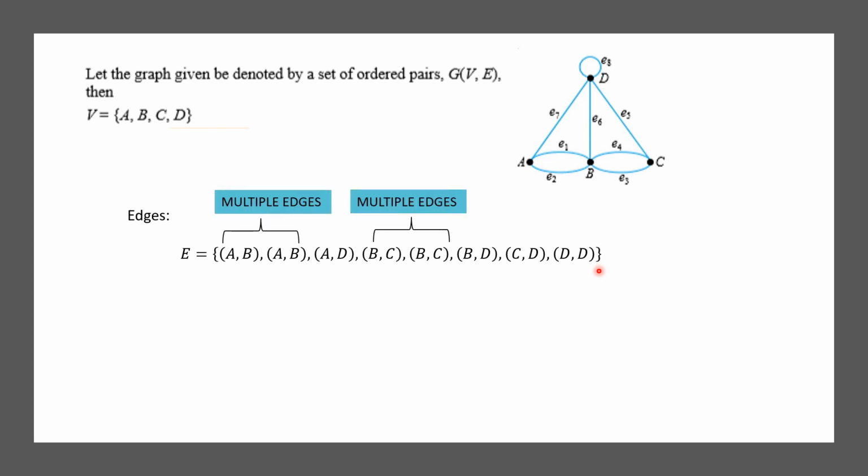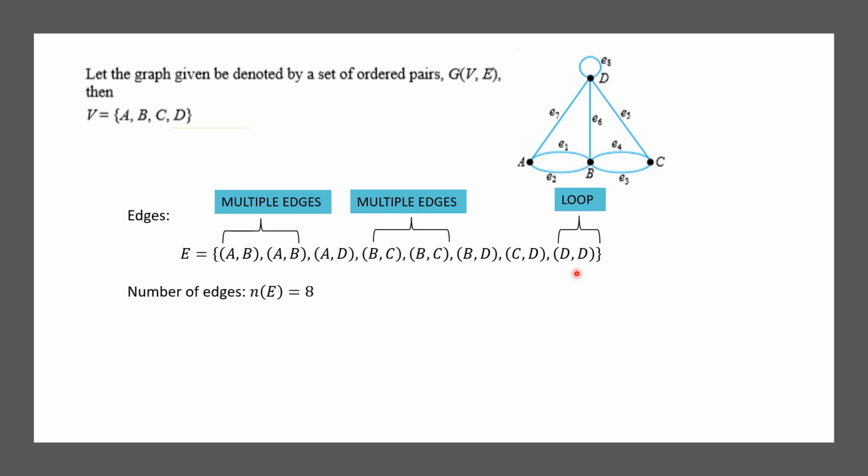So as we can see in this example, when we write something like this, AB, AB, BC, BC, that means it is multiple edges. We have 2 edges that connect point A and B. And then here, when we write it in this form, DD, it shows a loop.